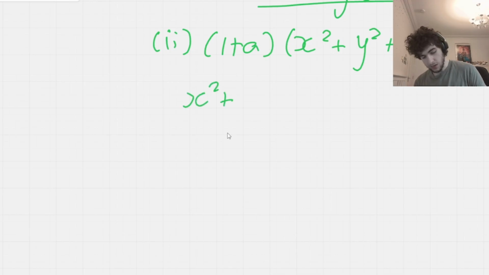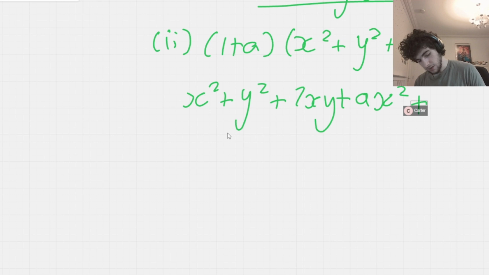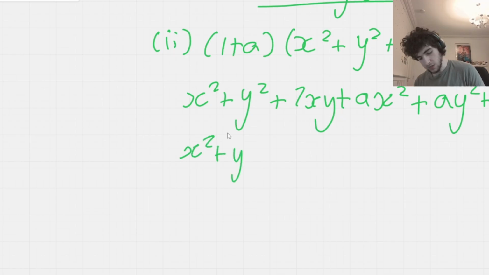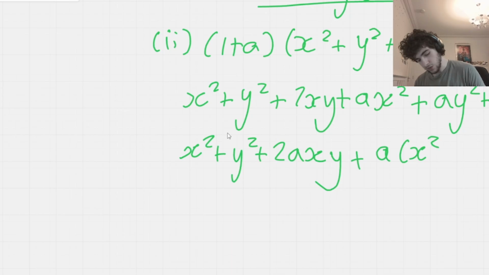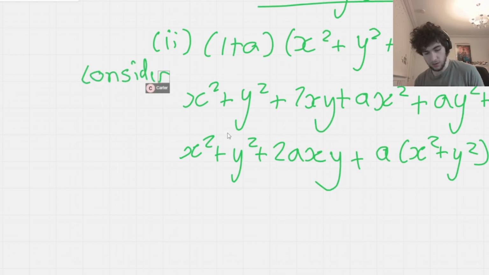So we have x squared add y squared add 2xy add ax squared add ay squared add 2axy is equal to 1. If I shuffle things around here, I get x squared plus y squared add 2axy, and then add a lots of x squared plus y squared add 2xy. What I really should say is consider this, and then we need to show that that is actually equal to 1.